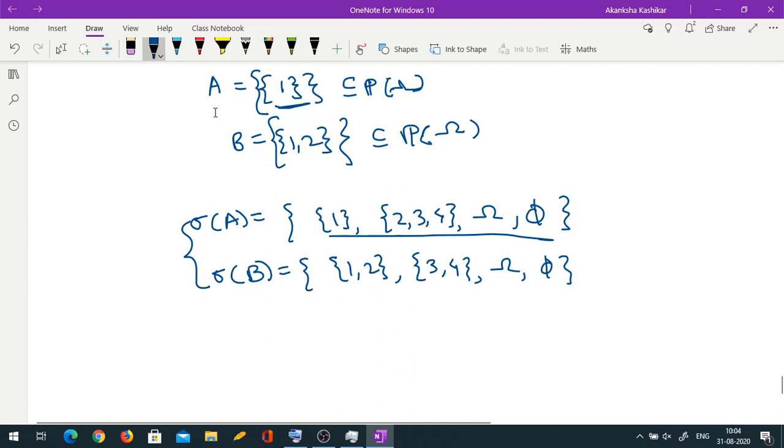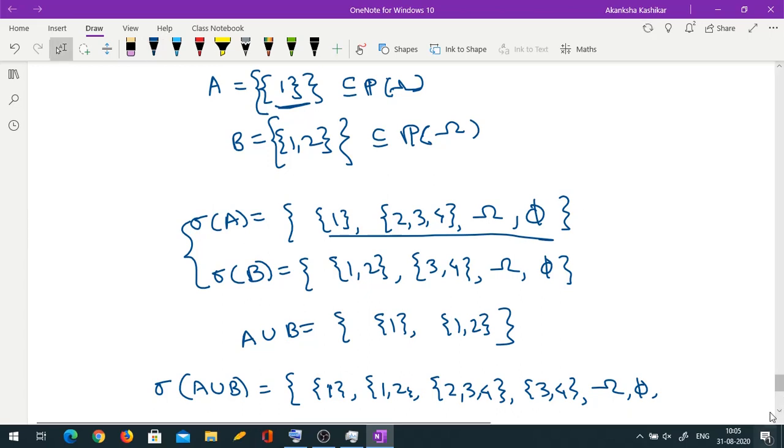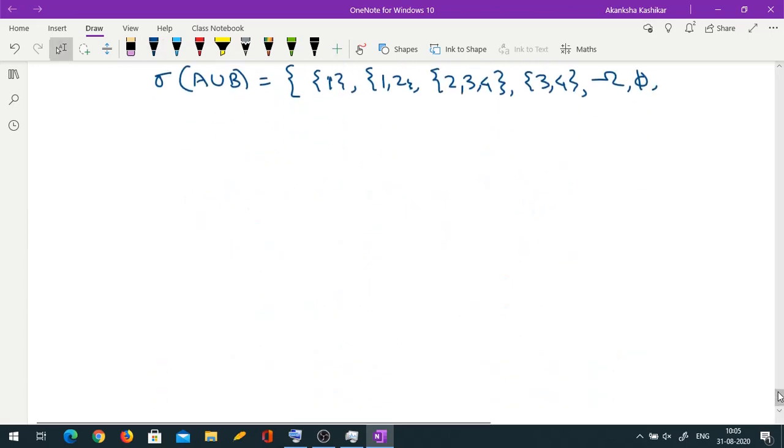Now let me consider A union B. So A union B would be {1} and {1, 2}. If I now define the minimal sigma field for A union B, what should it have? It should have A union B first, so it should have {1} and {1, 2}. Then I need to add sets which would make it a sigma field. So the complement of {1}, that is {2, 3, 4}. The complement of {1, 2}, that is {3, 4}. Omega, phi. I can't stop here. I need to worry about unions also. Intersections would generally be automatically there.